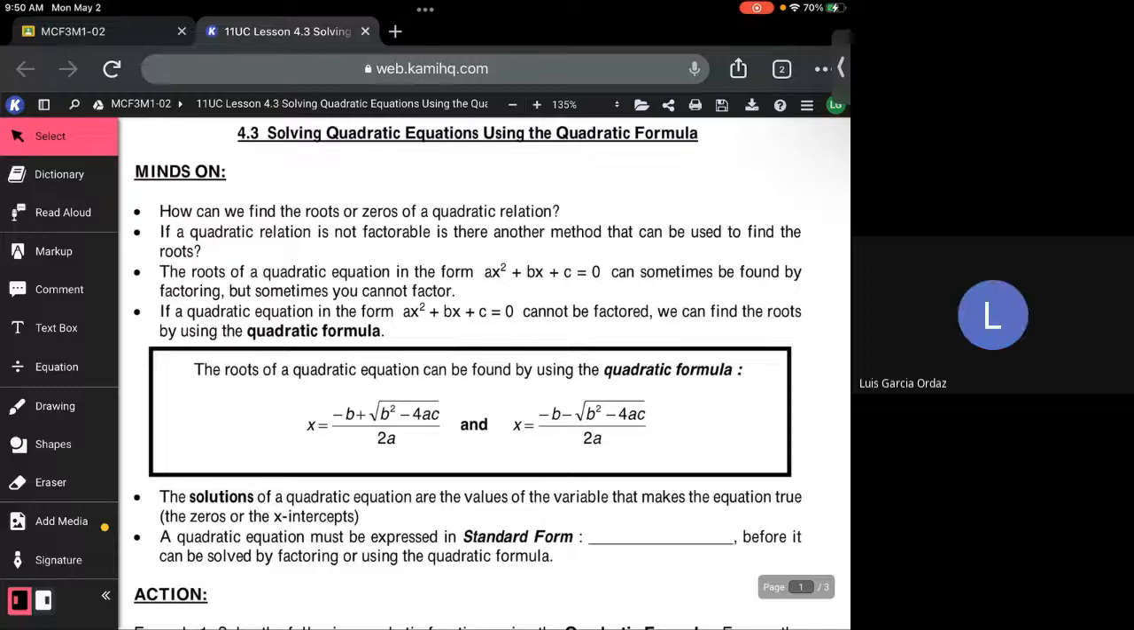Something called the quadratic formula. So you're basically going to use this when you don't have a product or sum that works. So if you're struggling to find two numbers that multiply to a specific one and add up to a specific one, and you can't find any, this is where you use the quadratic formula. Have you guys done this before?